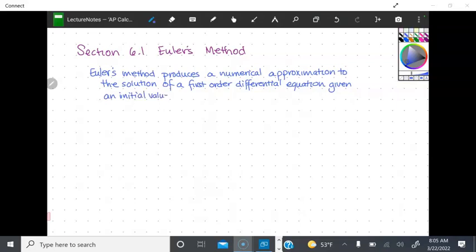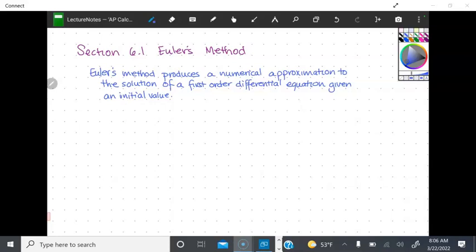What does that mean? Basically, when we had those differential equations, it had a derivative in it. And first order just means it only has a first derivative. A second order differential equation goes up to a second derivative. A fourth order differential equation goes up to a fourth derivative. So first order means the highest derivative that the equation has is the first derivative.